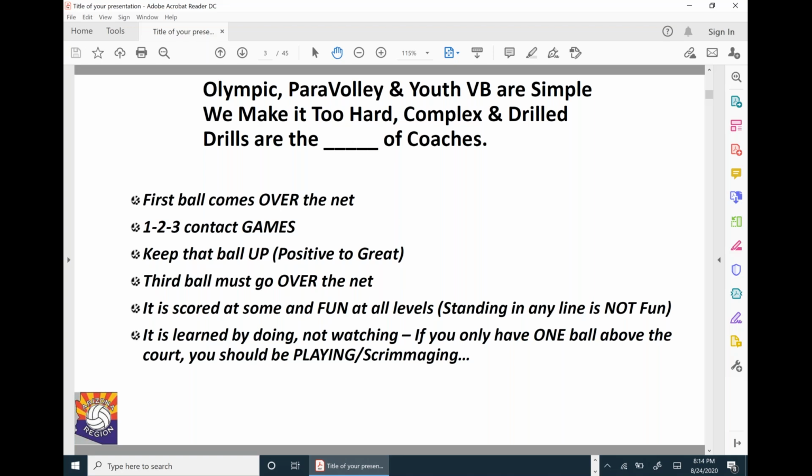Now, what's an example of that? I'll use spiking again. Spiking into the net will never result in a point. Spiking over the net does a lot of things. A, if it goes out of bounds, it teaches the defense not to touch a ball that's going out. B, in an incredibly important way, you learn how to hit off the top of the block.